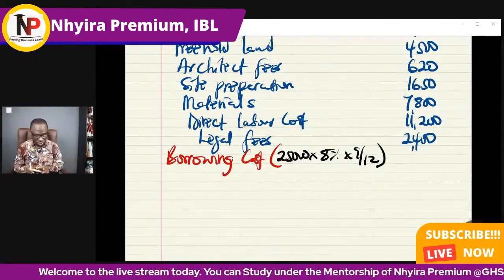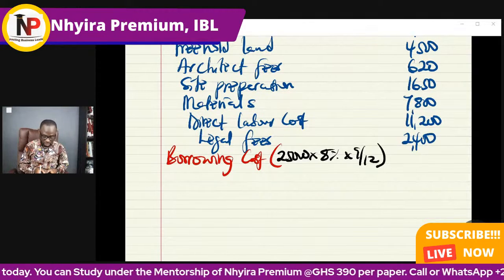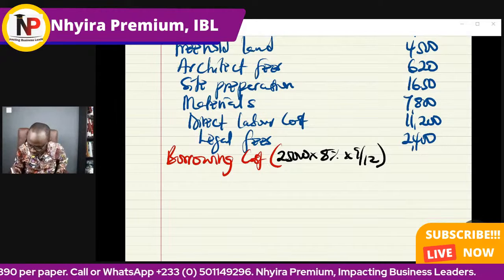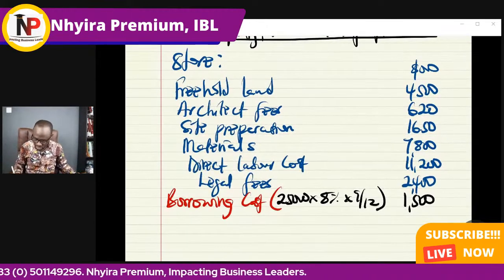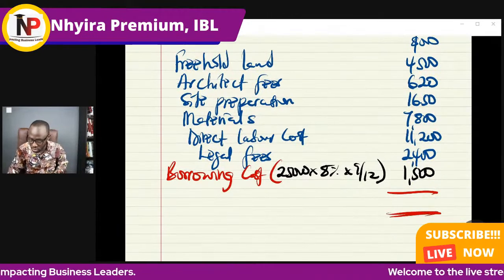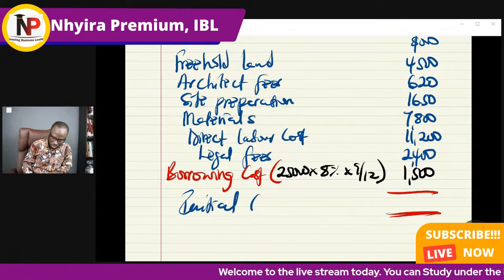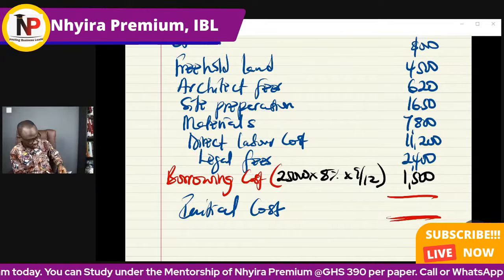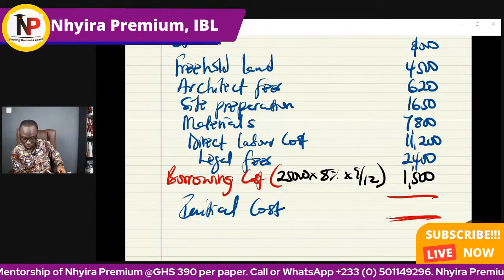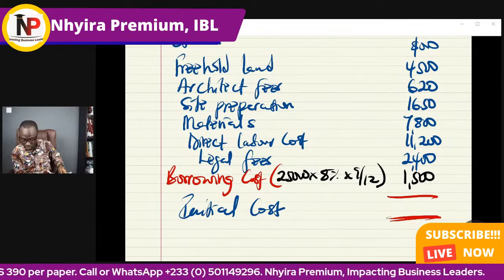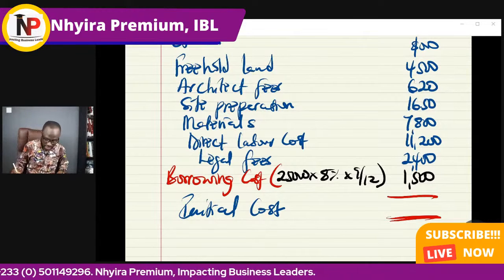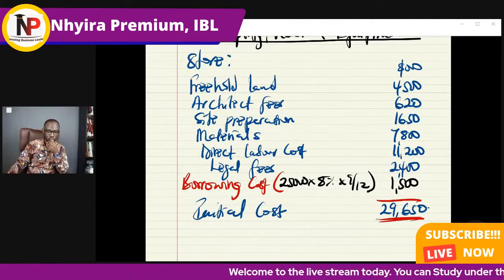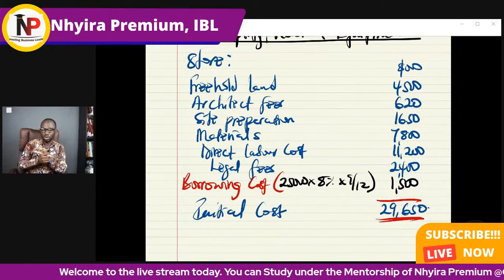So let's punch that out. So our borrowing cost will be the 25 million by 8% times 9/12. Let me bring in 9/12. I have my Casio here today. 25,000, 0.08. Boom, I'm getting 1,500. So we add all these up, and that gives us the initial cost of the store. So what do we have? Let's add it up. 4,500, 620, 1650, 7,800, 11,200, 2,400, 1,500, boom, 29,650. You can confirm this as well. So this becomes the initial cost of our asset.